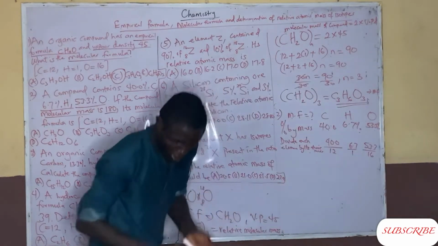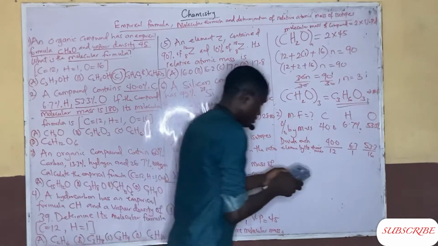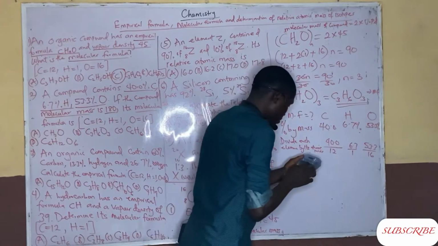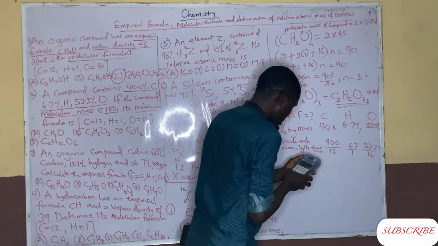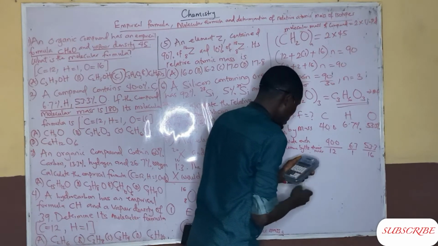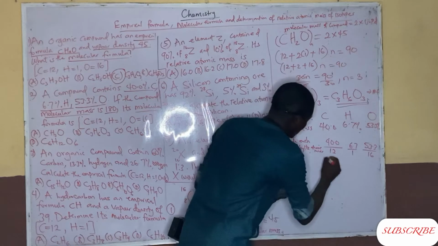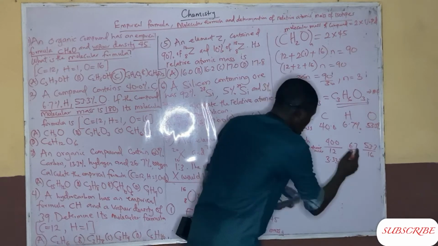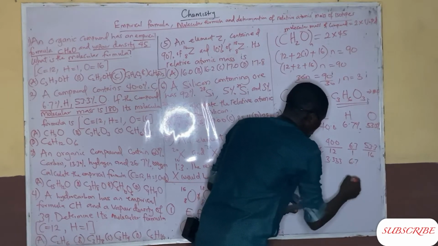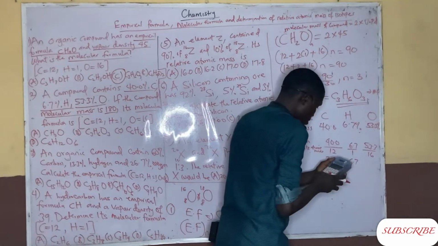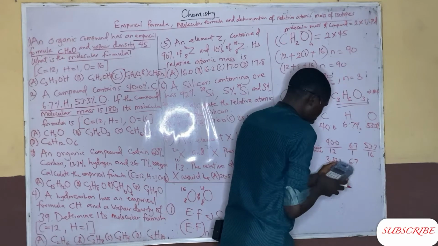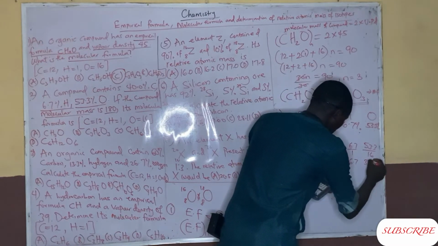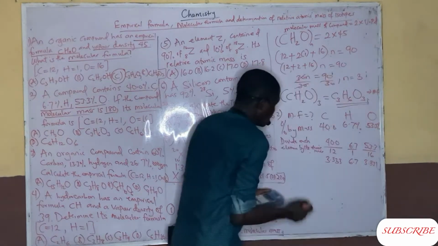So you pick your calculator and press. 40 divided by 12, I have 3.33. So 6.7 divided by 1 is 6.7. Then 53.3 divided by 16, what do you have? 3.331. Okay, now I have gotten this.